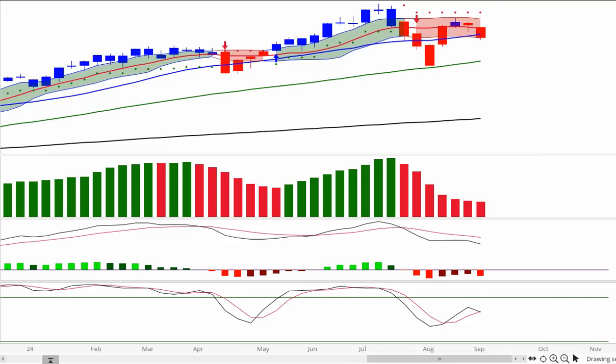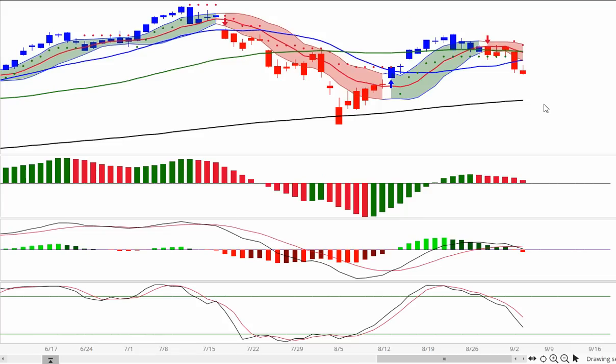NASDAQ weekly chart here. NASDAQ daily chart. Again, we saw the bearish reversal of conditions last week. It remains that way.